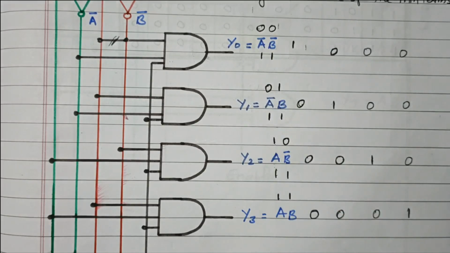So in this video we discussed the 2 to 4 decoder, also called a binary decoder. We discussed the truth table. Based on the truth table we discussed the logic diagram, and for each and every possibility we verified the output also.